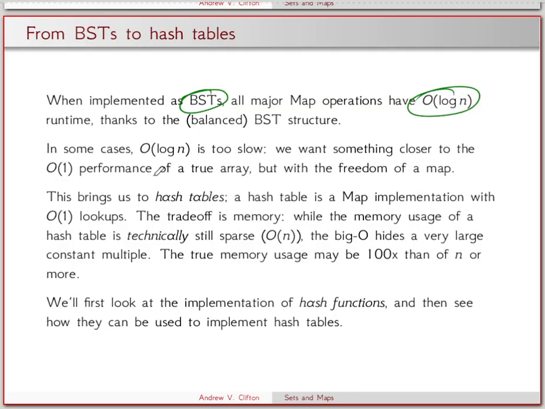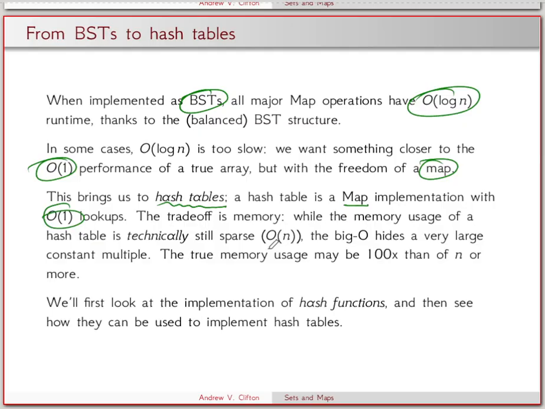Sometimes that's a little bit too slow. We want something closer to the actual constant time performance of a true array, but we still want the freedom of a map, of having arbitrary index types. So that brings us to our next topic, which is hash tables. A hash table is another way of building a map, another way of building the map abstract data type that gives us constant time lookups.